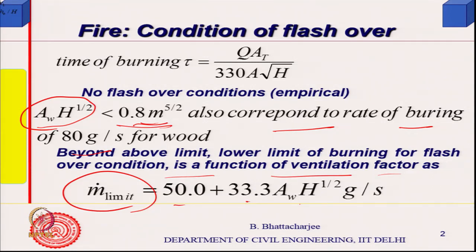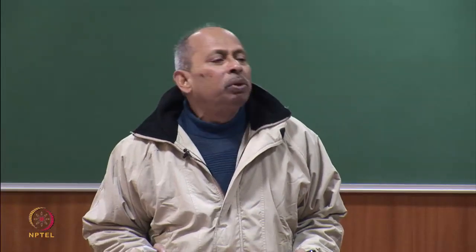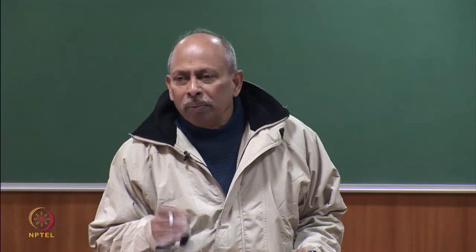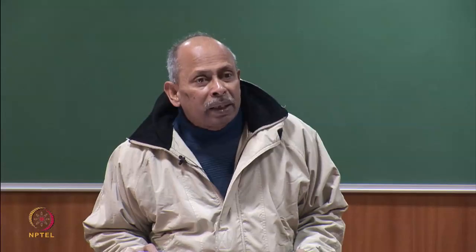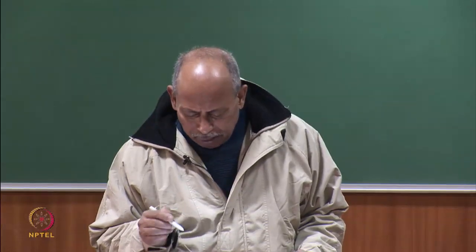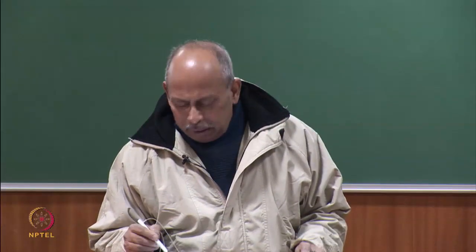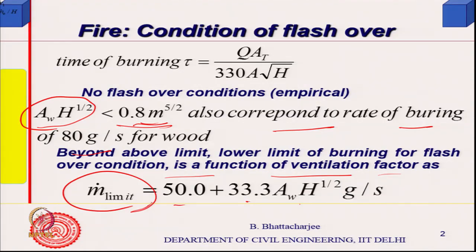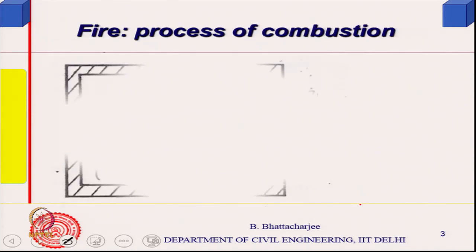So, if the rate of burning, which you can calculate out, is less than that, no flashover. There is that formula that we talked about, 0.09 A W h to the power half. Was it grams per second or kg per second? It was kg per second. So, in kg per second, multiplied accordingly, you can find out what it is. If you find that m dot is more than this value, then the flashover condition occurs. So, at this burning condition flashover will occur. These are again empirical.